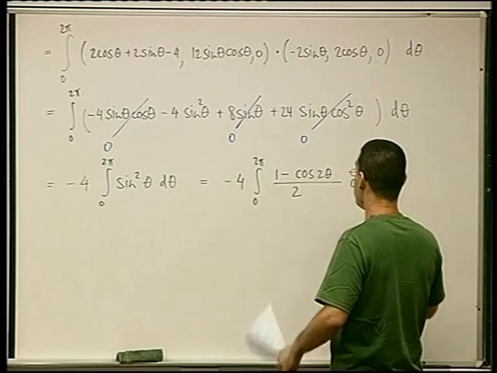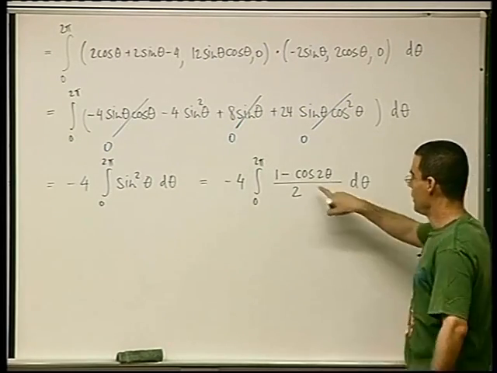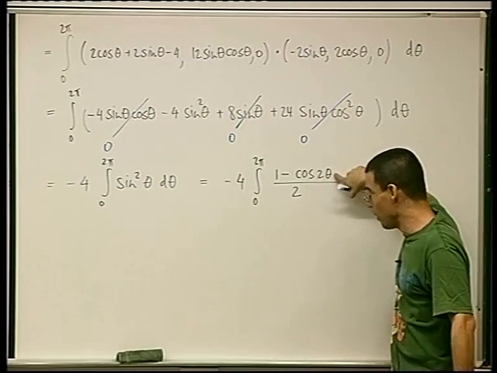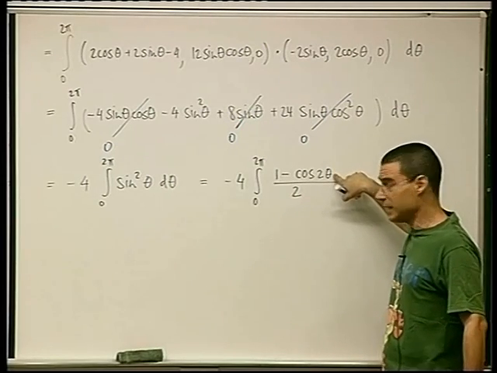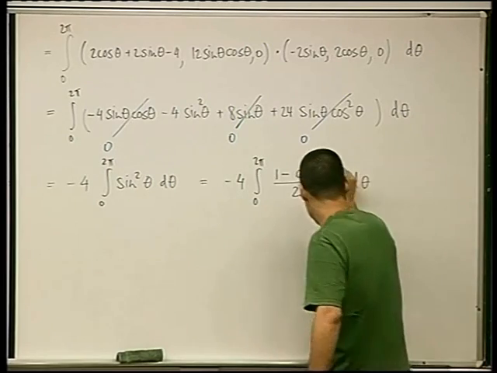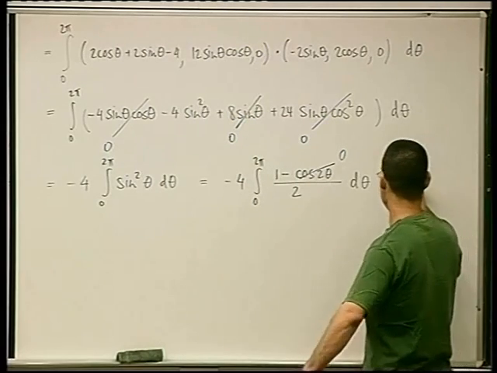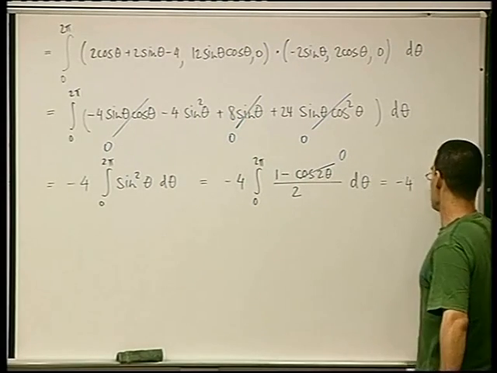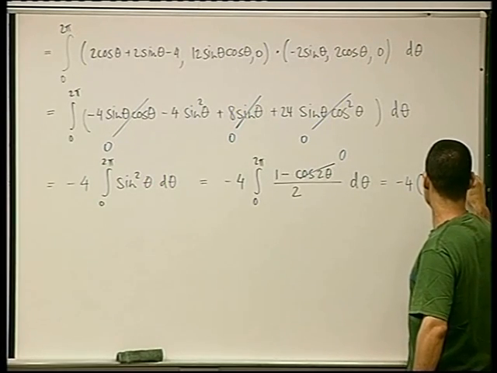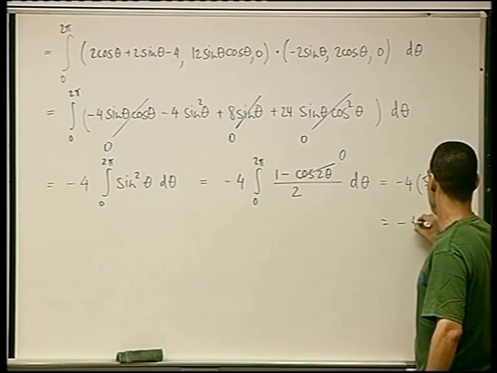Okay, so what do we get? If we're at it, why not go all the way? This is 1/2 minus cosine of 2 theta over 2. The cosine of 2 theta part, its antiderivative is sine of 2 theta, and evaluated from 0 to 2 pi that's going to vanish. Do you agree? So this is going to be 0. So what we get is minus 4 times 1/2 times 2 pi, which is the integral of theta from 0 to 2 pi, and this is just minus 4 pi.